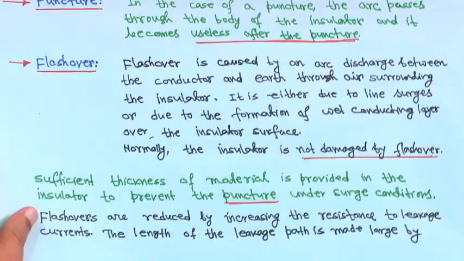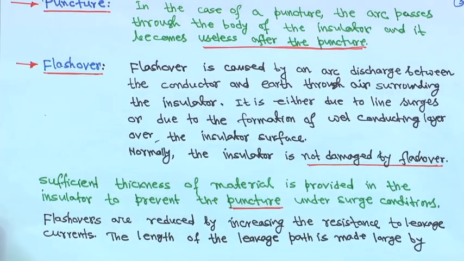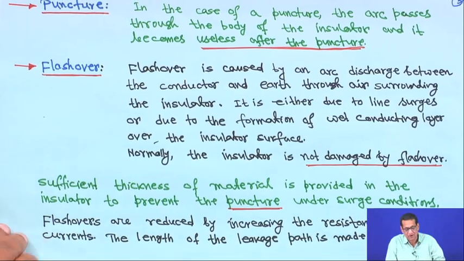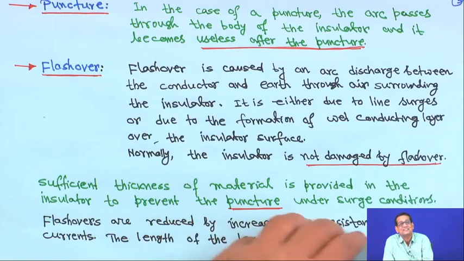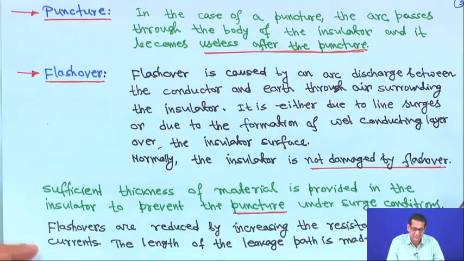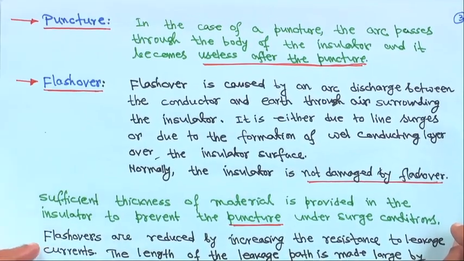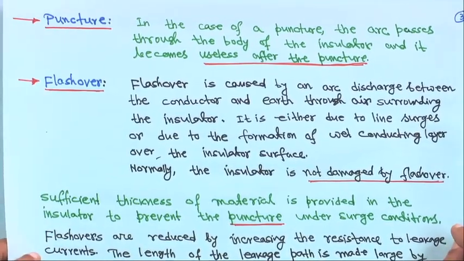In the case of a puncture, the arc passes through the body of the insulator and it becomes useless after the puncture, right. If any arc forms and passes through the body of the insulator, then the insulator will be totally damaged. Although that phenomenon is very rare, the probability of it happening is very less, but still if it happens, the insulator will be totally damaged, right.